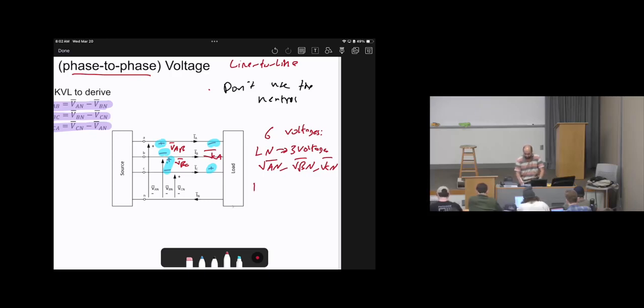And there are line to line voltages, and those are 3 as well. For line to line voltages, we will no longer use the neutral, so we will say VAB, VBC, VCA. Those again are line to line voltages. So whenever you see anything like 6 voltages, we mean 3 line to line, 3 line to neutral. Take it as a rule from now.